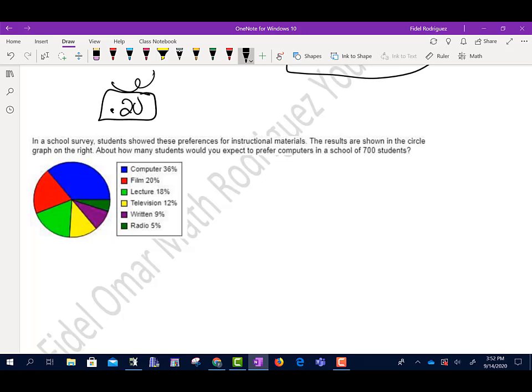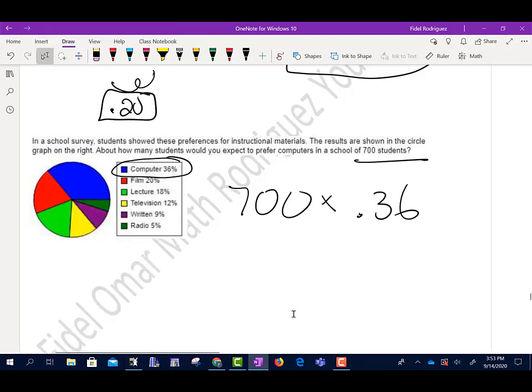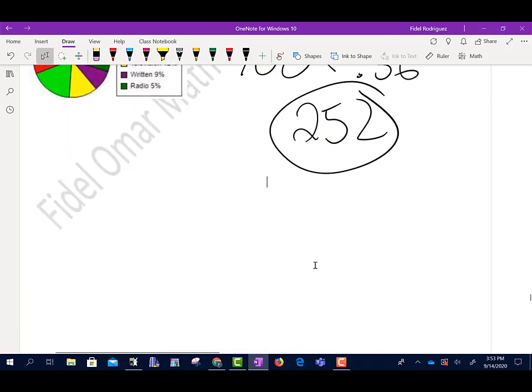Let's take a look here. In a school survey, students showed these preferences for instructional materials. The results are shown in a circle graph on the right. About how many students would you expect to prefer computers in a school of 700 students? Okay, so computers is 36%, and it's telling me that the number of students we're looking at is 700. So we're going to multiply that by 0.36. Okay, so let's go 700 times 0.36, and I'm coming up with 252. Okay, 252.